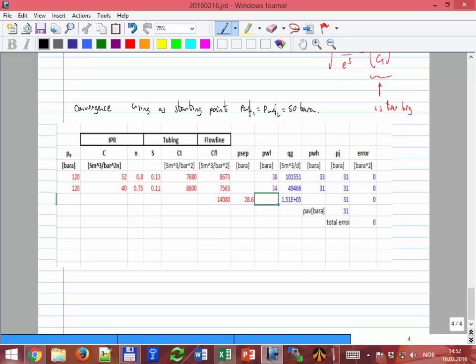Okay, and it tells you actually in this case you can see that there is one well that is actually weaker than the other. That one well produces 100,000 standard cubic meter per day, and the other one produces close to 50,000. Okay, so almost twice the production of the other well. Okay, so we finished now with this part.